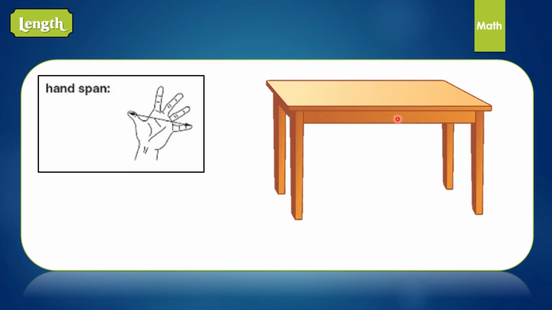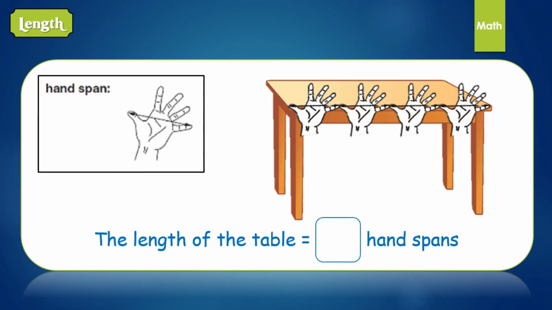If we have a table here like this, 1, 2, 3, 4. So the length of this table equals 4 hand spans or 4 spans. Did you get it? Yeah, the length of the table equals 4 hand spans.